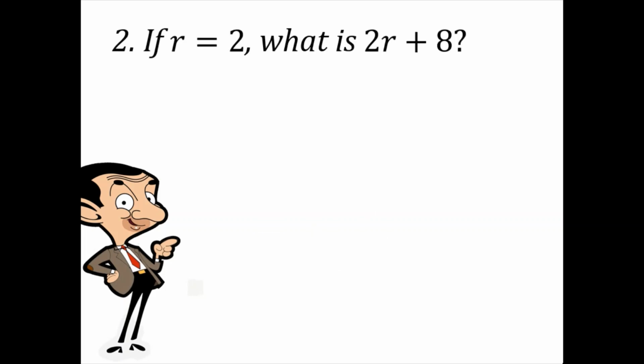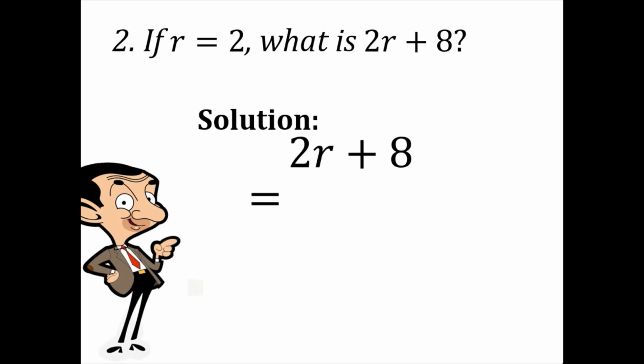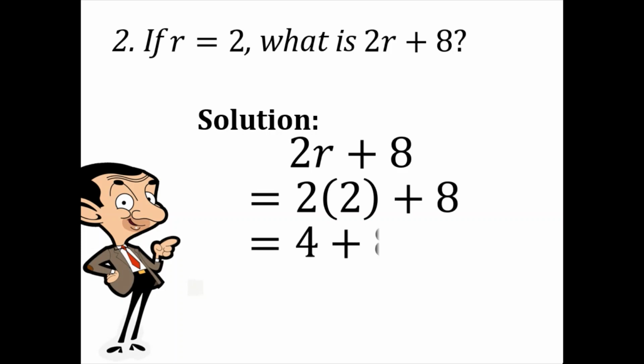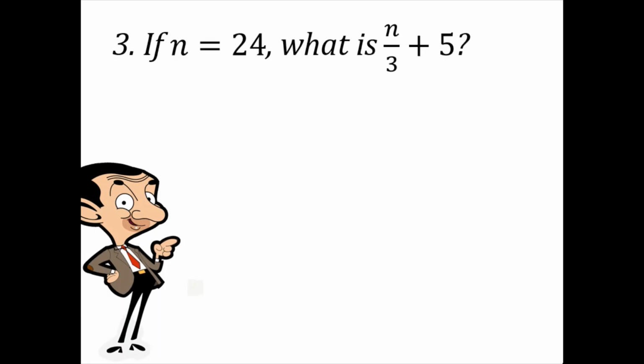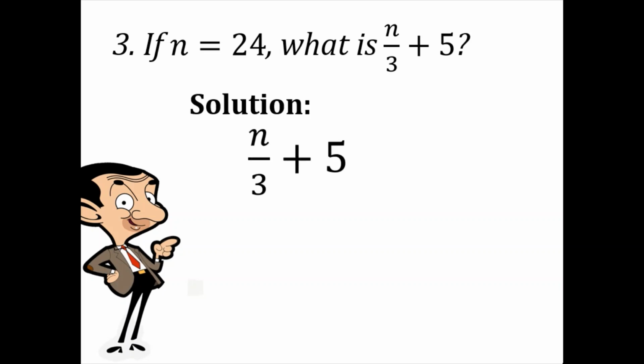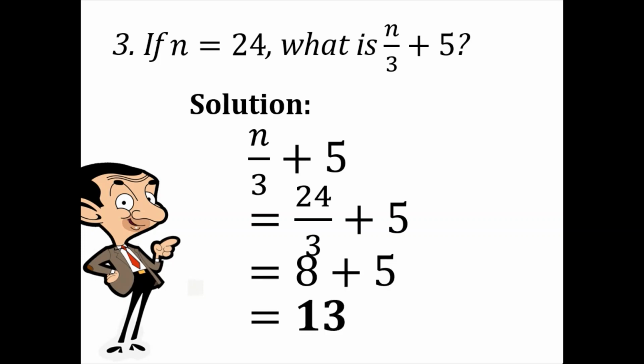Number 2. If r equals 2, what is 2r plus 8? To solve, 2r plus 8 will become 2 times 2, because r is 2, plus 8. 2 times 2 is 4, plus 8 equals 12. So the value of the expression is 12 when r is 2. Number 3. If n equals 24, what is n over 3 plus 5? The expression is n over 3 plus 5, substituting n with 24 over 3 plus 5. 24 divided by 3 equals 8, plus 5, that's equal to 13.